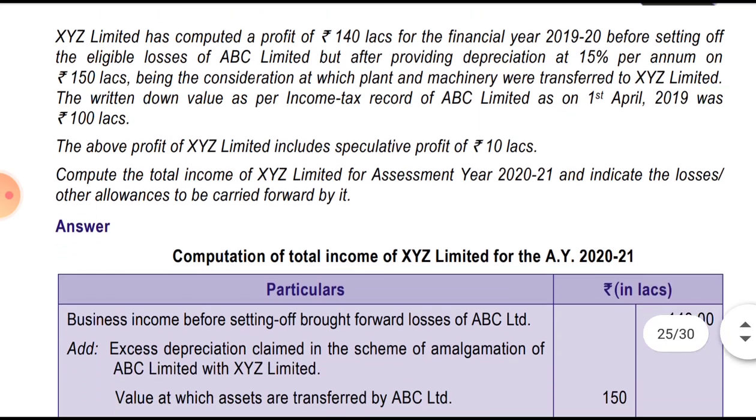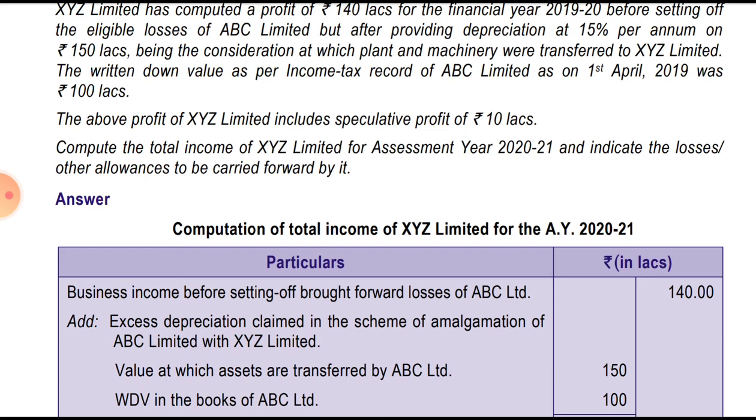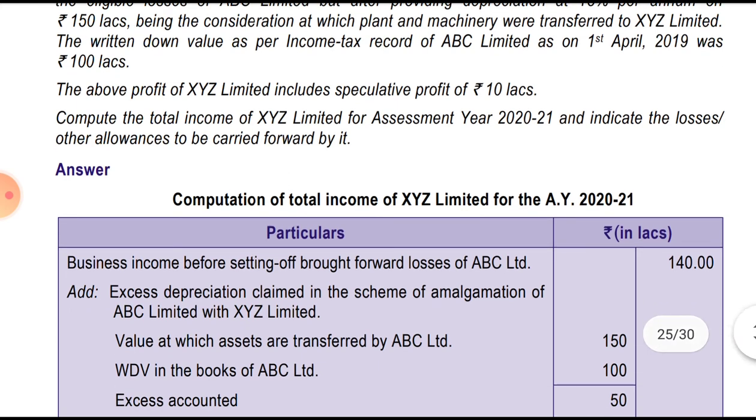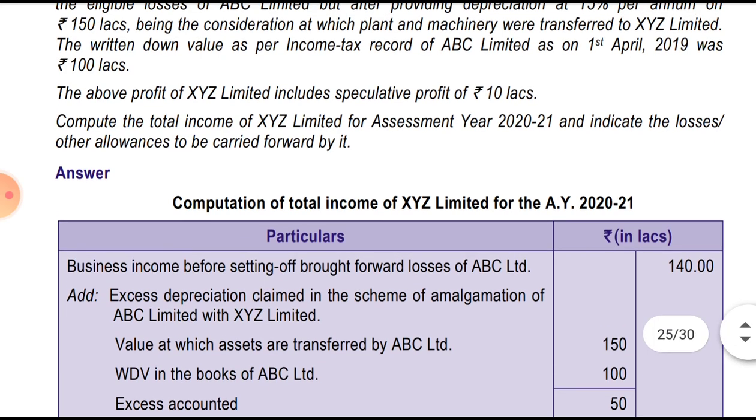The above profit of XYZ includes a speculative profit. If there is a business loss, the business loss can be set off against speculative income. If that speculative profit is included in the business income, there isn't any harm, in the sense we can set off any other loss. We can set off business loss or other head loss against 10 lakh rupees. Compute the total income of XYZ Limited for the assessment year 2021 and indicate the losses and other allowances to be carried forward by it.